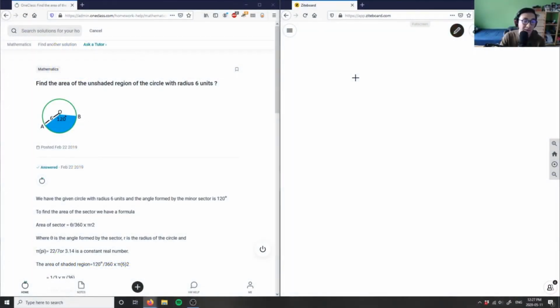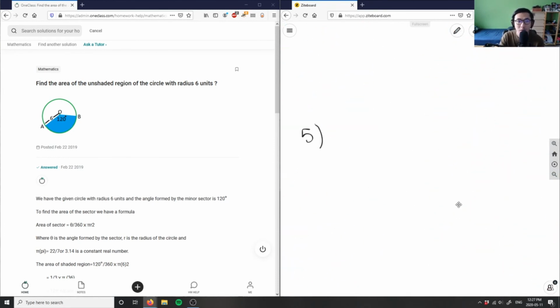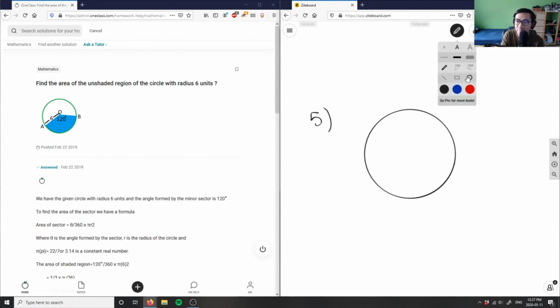Find the area of the unshaded region of the circle with radius 6 units here. So number 5. It's number 4, right? Yeah. Okay. And then I'm going to use my circle tool to draw this area for you. So let's see. I have a diagram here.